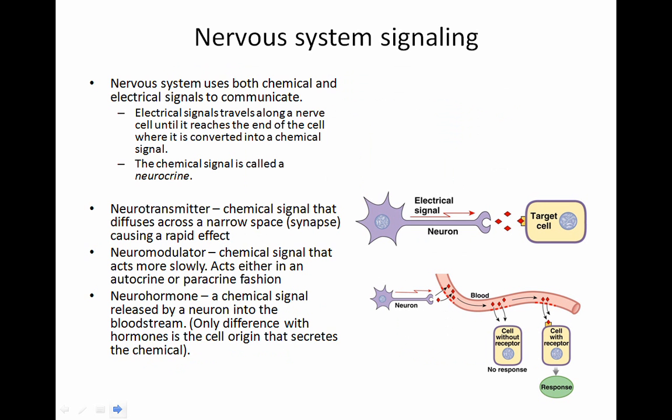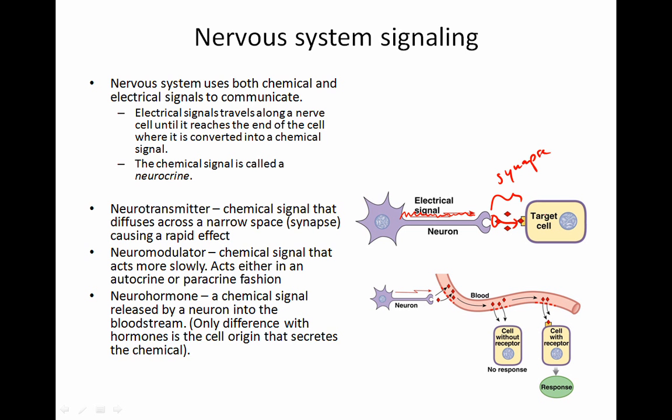Now, the nervous system also uses electrical signaling. All right? What we're doing here is changing the membrane potential along the length of a neuron, and that electrical signal will then be converted to a chemical signal. The chemical will then be released at the terminal end of the neuron, travel a very short distance across a space called a synapse, and bind to a receptor on the target cell, thus creating a change in that cell.